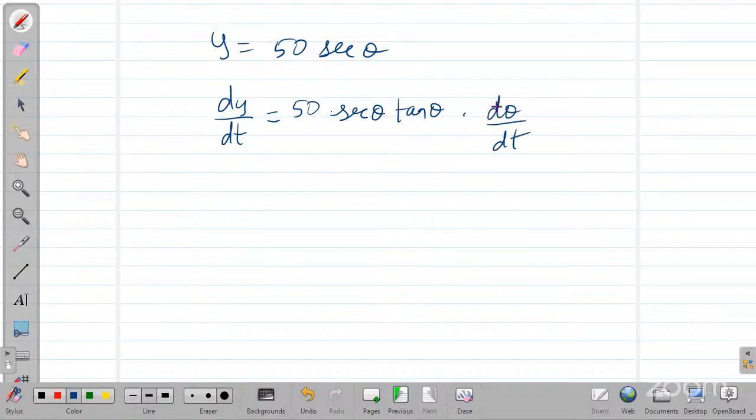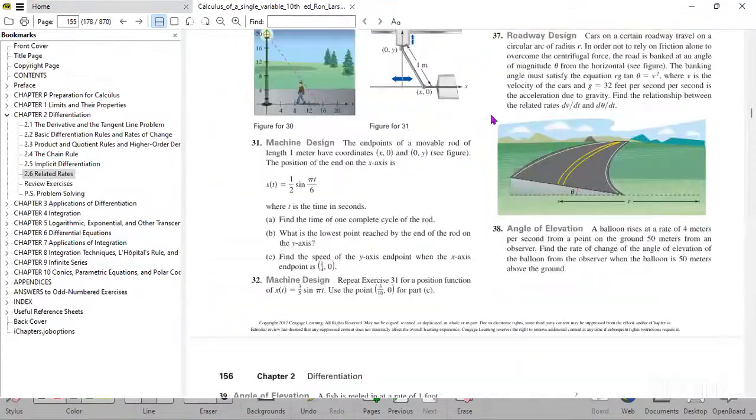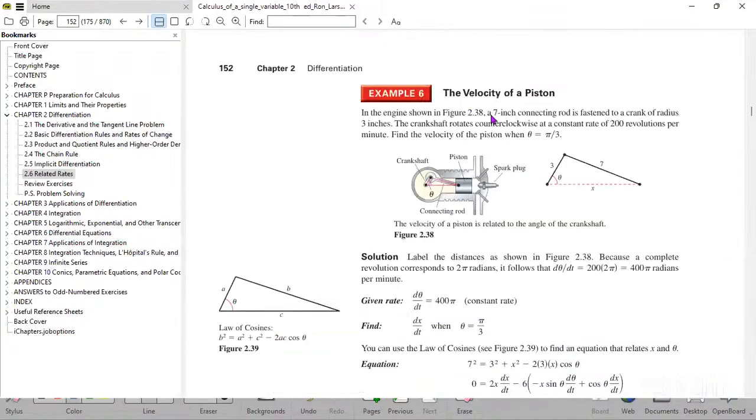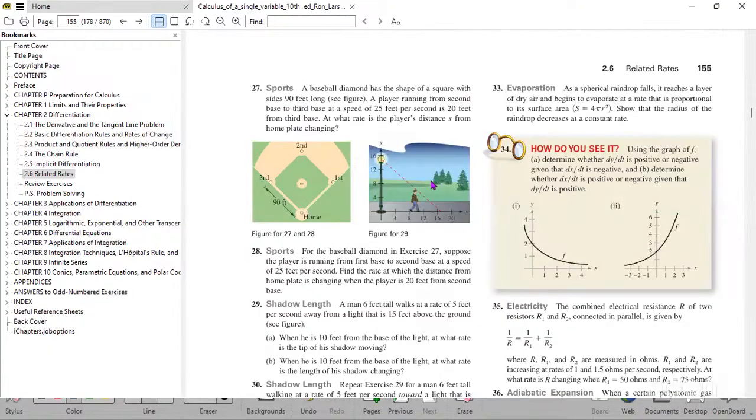Now d theta over dt we can find out as we have done earlier today. The problem that we did, right? Example number 6, suppose. And this is the problem that we did earlier. So the angle, what did we do? The same thing that we have to apply here also.